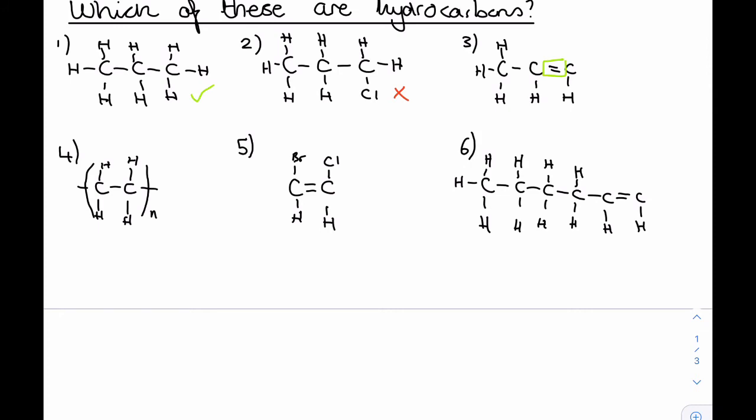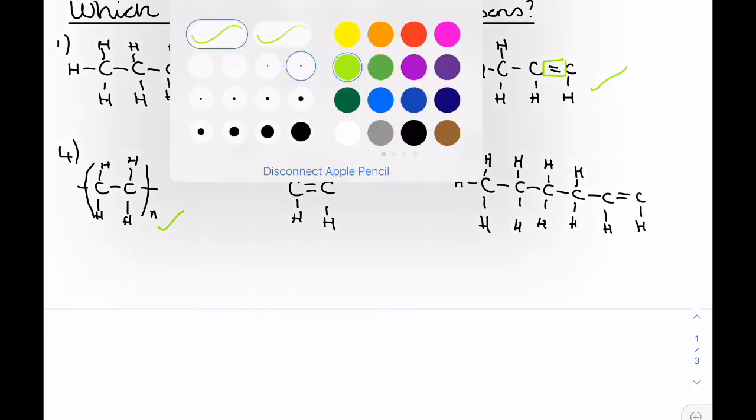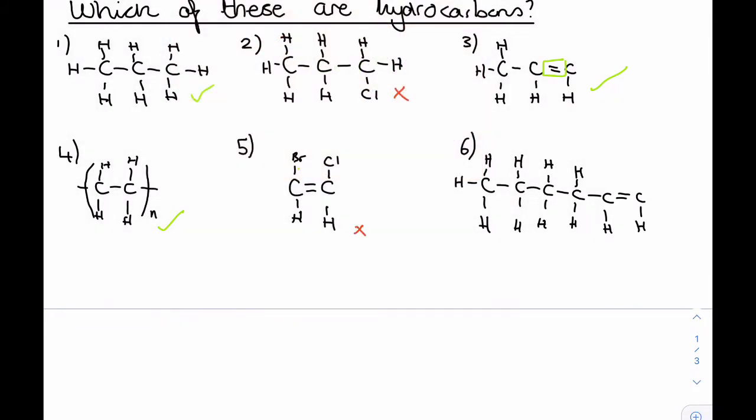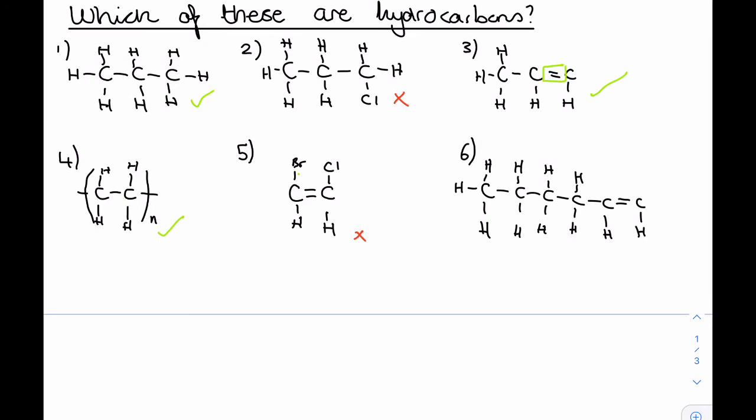But actually, there's only hydrogens and carbons in it, so it's a hydrocarbon. This one again is a little bit different, but it's just got hydrogens and carbons in it. This one has got Cl and Br in it, so it is not a hydrocarbon. Final one's quite a long chained one. What I mean by long chained is there's lots of carbons in a chain together, so it's a long chained hydrocarbon because there's nothing but hydrogens and carbons in there.